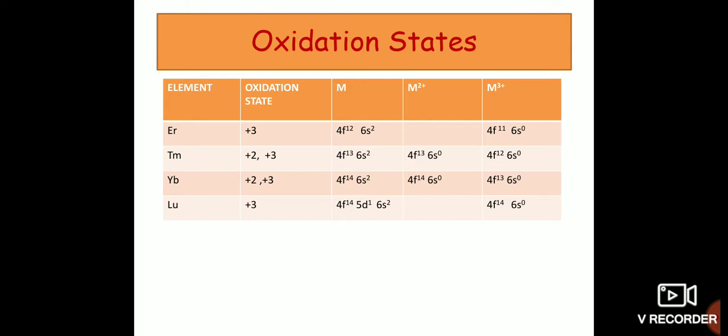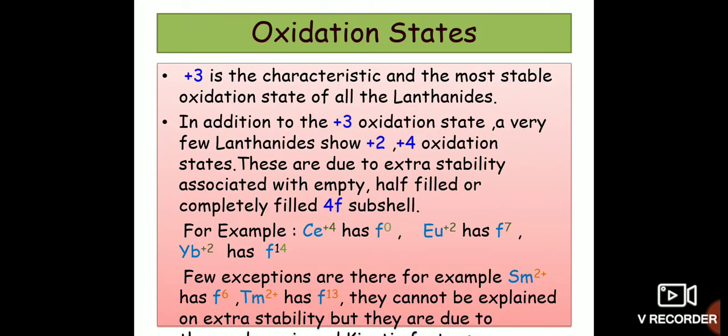Okay, so the removal of these 3 electrons will be giving the stable oxidation state for half filled and completely filled configurations. Okay, also we can see that the other elements are exhibiting +2 and +4 oxidation states, and it is associated with empty, half filled or completely filled 4f subshells. We can see from the next slide here. See, in addition to the +3 oxidation state, very few lanthanides are showing +2 and +4 oxidation states, and it is associated with empty, half filled or completely filled 4f subshell.